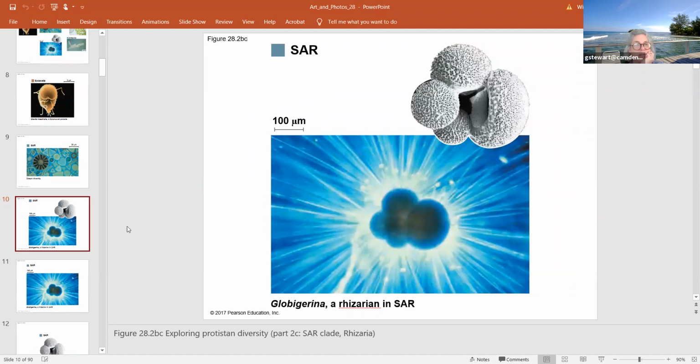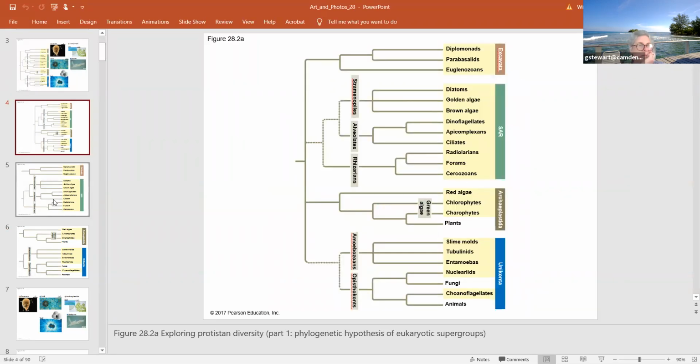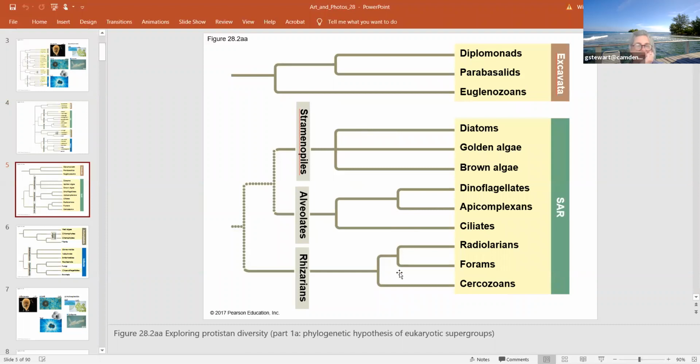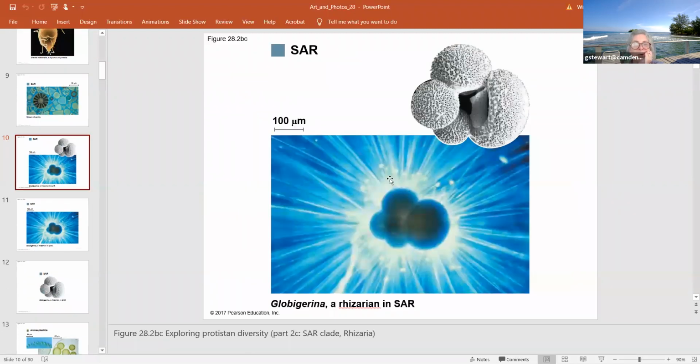This, I believe, is a rhizarian. Let's see, where does that belong? So I guess that's all of these. Oh, rhizarians, right, sorry. Even I get them mixed up. So what you're supposed to be noticing out of this picture is they have these extensions that are made out of either calcium carbonate or, in this case, silica.